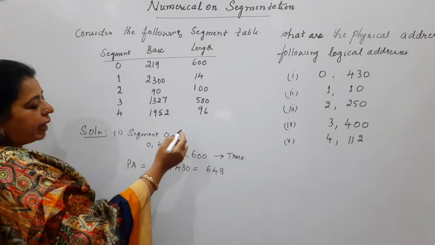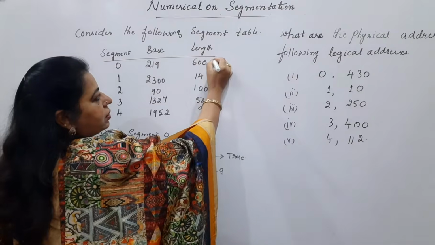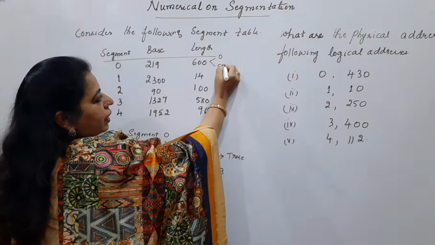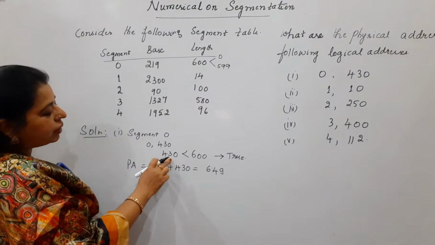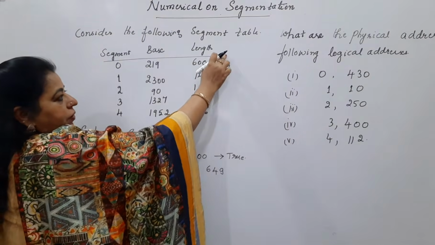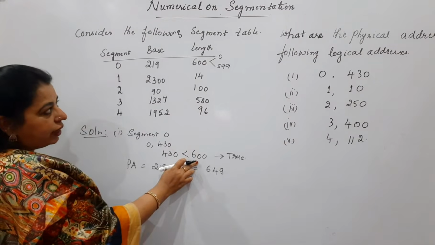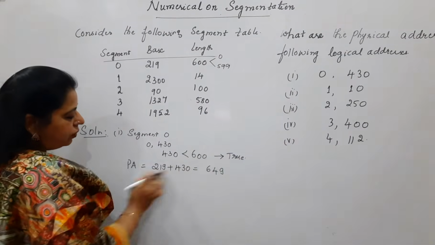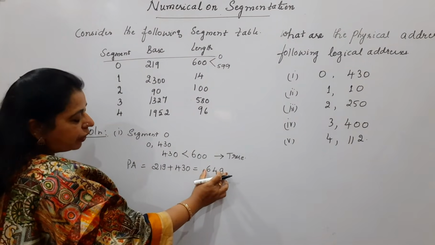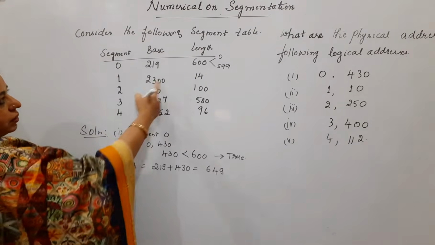Why are you comparing 430 with 600? Because 600 is the length. If the length is 600, any value between 0 and 599 is valid. The given displacement value is 430, which is less than 600, so definitely it is a valid value. Then you add that value to the given base address. That means your physical address is pointing to address 649. Very simple. Now you can carry out the remaining ones very easily.